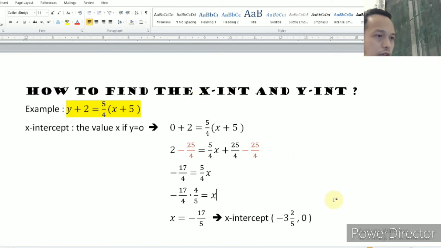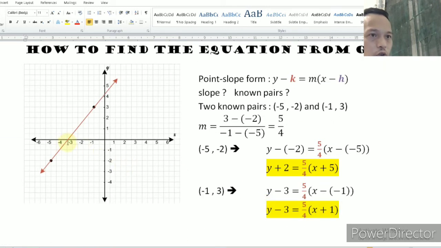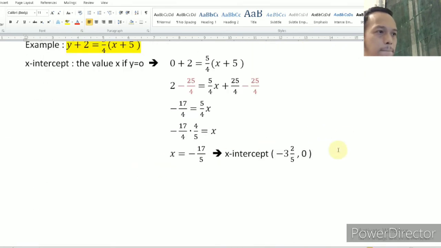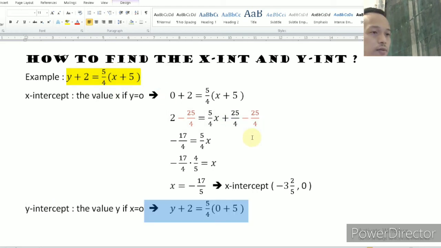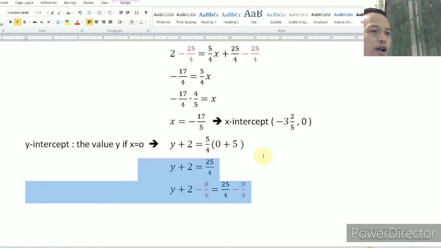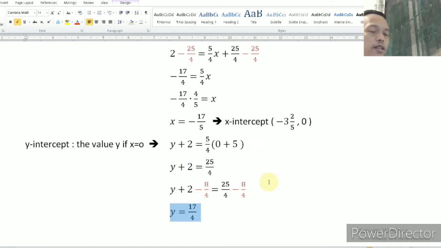Let's check, since we know the graph is at negative 3.4. Wow, yeah, it's acceptable. Do not approximate from the graph, because you can find the exact value of your x-intercept. And then how about the y-intercept? The y-intercept is the value of y when x equals 0. So you just substitute 0 for your x here. In the end, with the same steps, we find that the value of your y-intercept is negative 17 over 4.